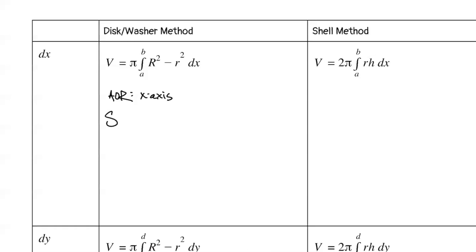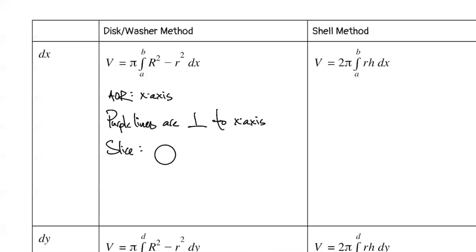And my slices, my purple lines, are perpendicular to the x-axis. The purple lines are going to be perpendicular to the x-axis, and each one of these purple lines represents a slice in our volume. Our slices are either going to look like a circle or they're going to look like a washer. So either a disk or a washer.